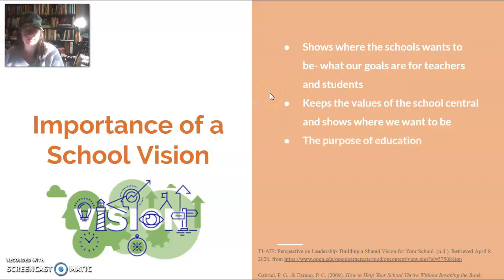It gives us the purpose of education. So everybody kind of has a slightly different feel, and it's hard to agree upon what the purpose of education in general is. Somebody might say that it's to watch kids while parents are at work, while somebody might say that it's to prepare students for the future. Everybody has a different purpose, but when we come together and create this vision, it gives a purpose for our school.